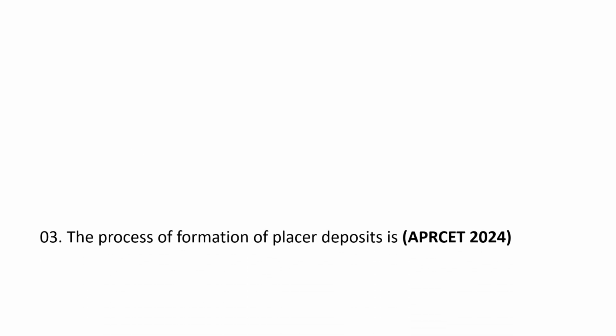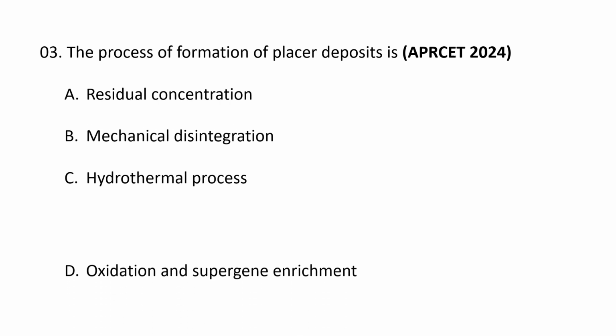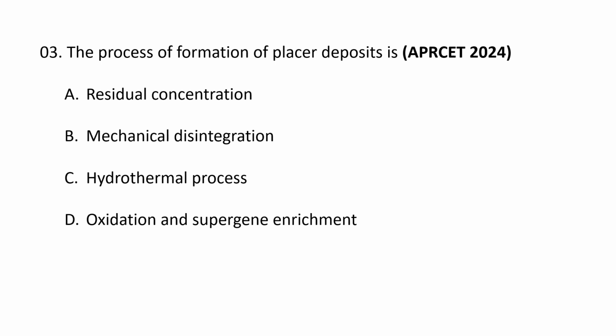Next question. The process of formation of placer deposits is A. Residual concentration, B. Mechanical disintegration, C. Hydrothermal process, D. Oxidation and supergene enrichment. The correct option is B. Mechanical disintegration. The formation of placer deposits is based on a process called mechanical concentration. This begins with the mechanical disintegration of parent rocks by weathering, and this weathering frees heavy stable mineral particles which are then transported by moving fluids like water or wind and are deposited in areas of lower current velocity where they become concentrated.